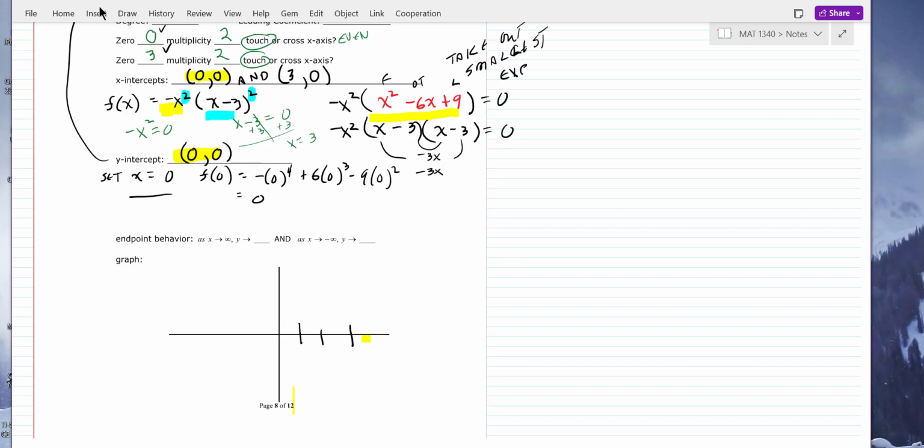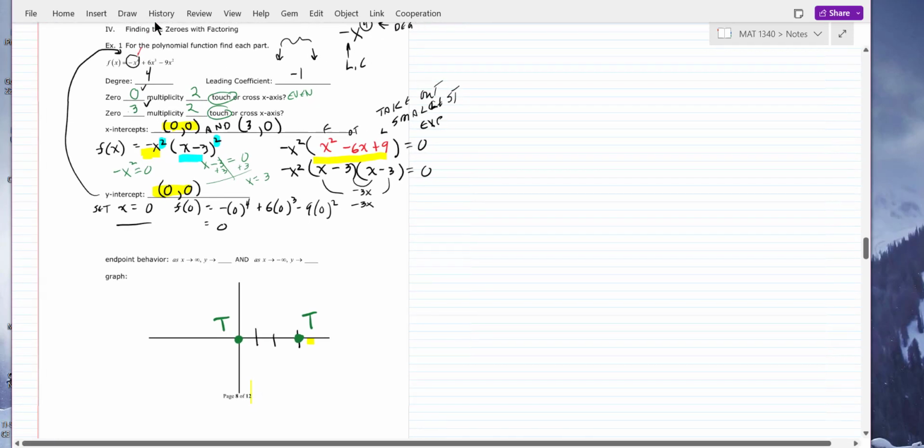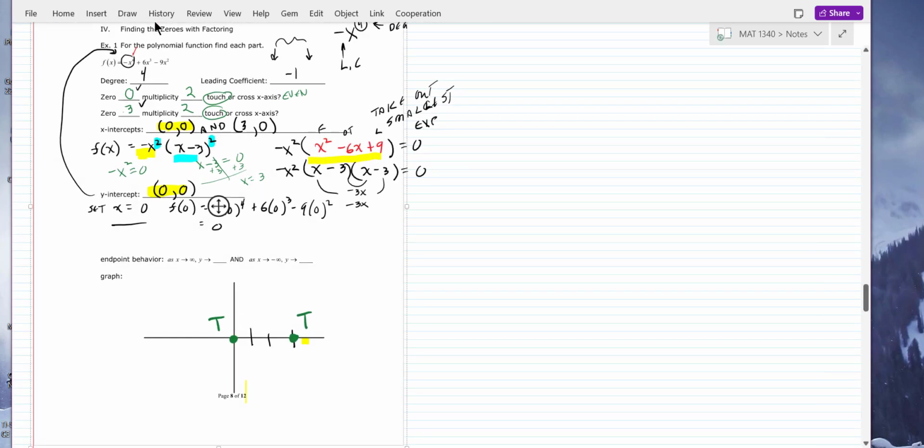Okay, so when you start putting this together, I would put a dot right on 3. We said when we have a 0 of 3, we were touching. We had a 0 at 0. And we said we were touching there also, okay? And then again, because the degree was 4 and the leading coefficient was -1, that means this graph turns downward like that, okay?